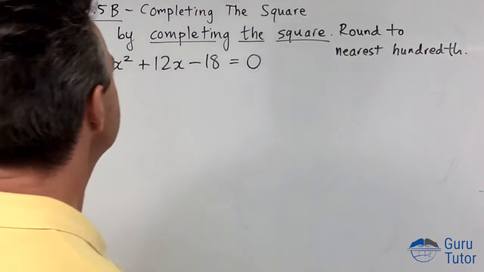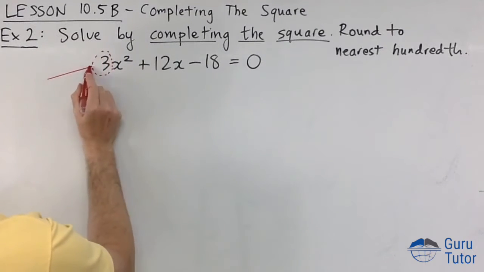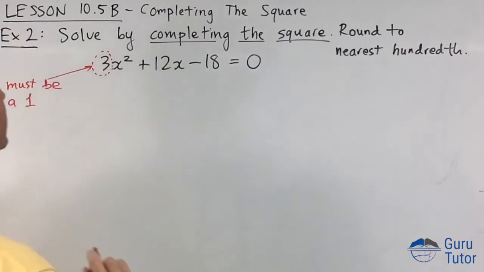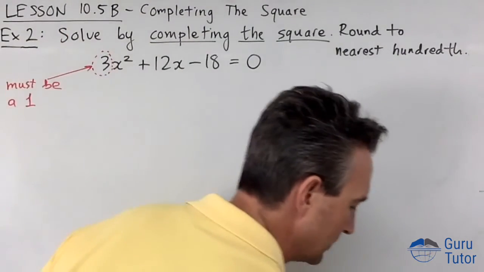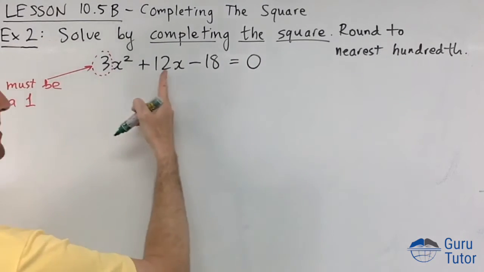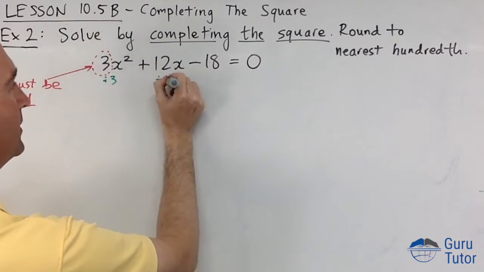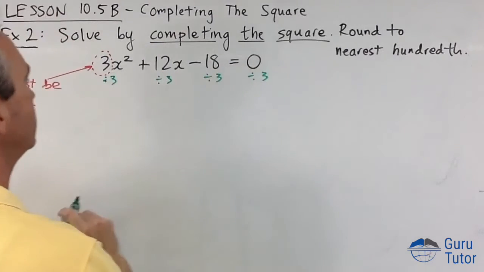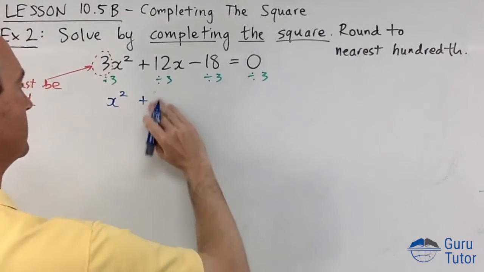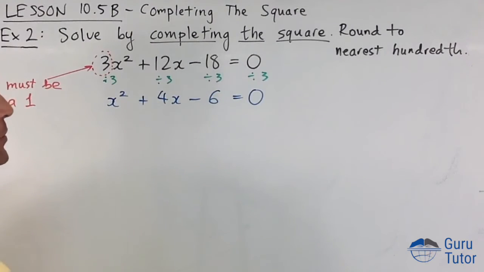So completing the square. For this first one, since this is a little harder, this gives us a problem. We want this number to be a 1. What can we do to get rid of that without breaking any laws? Well, we've got 3 times x squared. How do we undo 3 times? And you notice that these numbers here are all divisible by 3. We're just going to divide everything by 3. Divide by 3, divide by 3, divide by 3, and divide by 3. That's going to give us x squared plus 4x minus 6 equals 0.